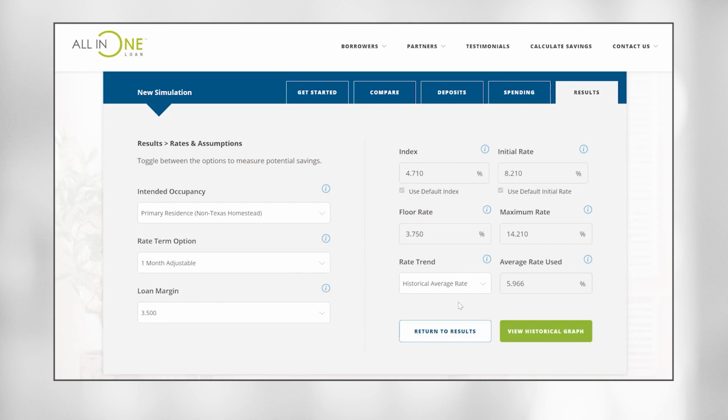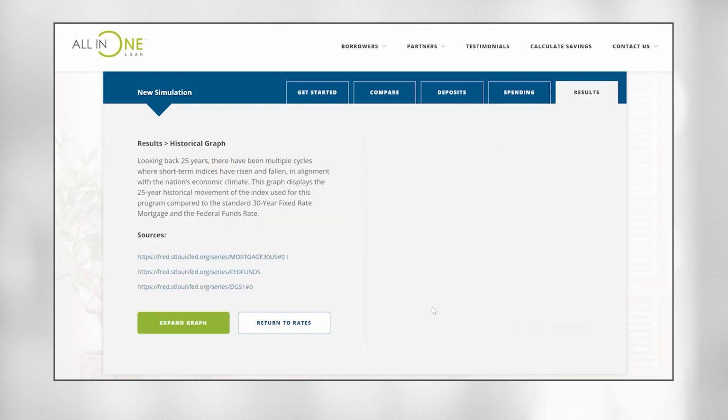Historically, it's been coming down, but over the past few months, it's definitely gone up with the other interest rates. It moves around. The floor rate is 3.75, and right now it could go up to 14 if things got carried away in the market, which I really don't think is going to happen, but it could. The average rate that we're using in this scenario is 5.966. That's because with the simulator, we built in the last 25 years of historical data of movement with this mortgage.